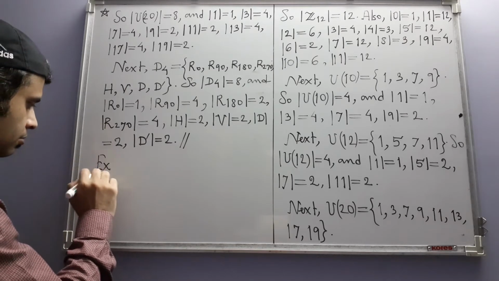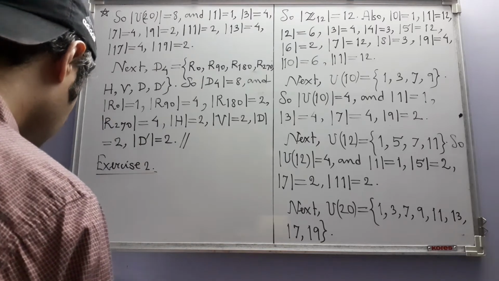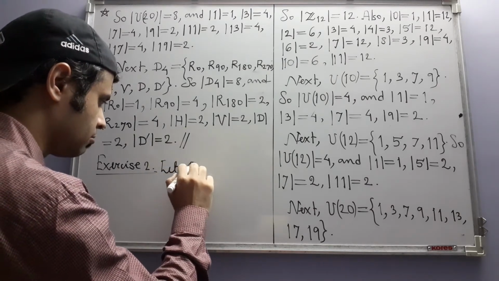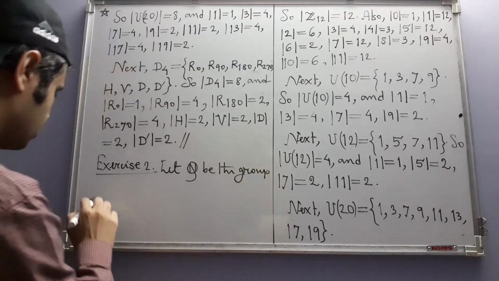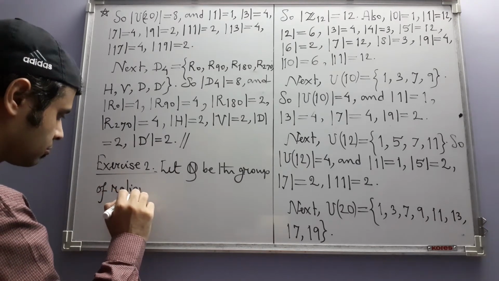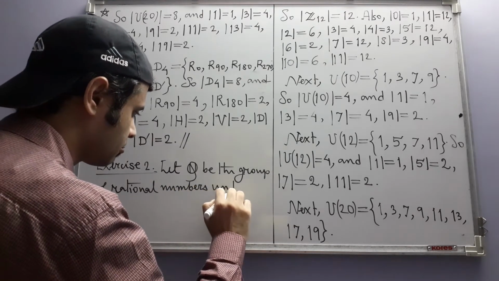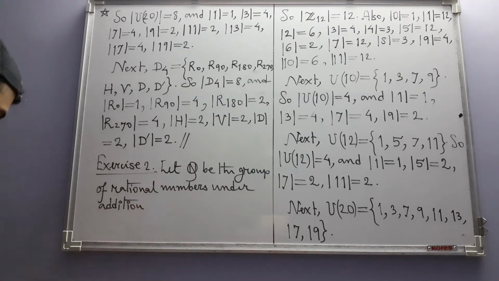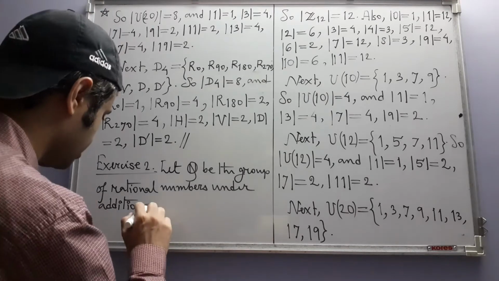Then 2. Let Q be the group of rational numbers under addition, and Q star be the group of non-zero rational numbers under multiplication.